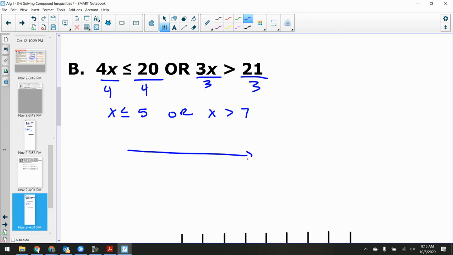Okay, so we've got 5 and 7. It's a closed dot on 5 going to the left. It's an open dot at 7 going to the right. I am still using my rules about the direction of the symbol to tell me where to put my arrow. Guys, is 6 a solution here? No, it's not being covered up by either arrow, is it? 6 is not less than or equal to 5, and it's not bigger than 7. So that's one of the only numbers that doesn't work here.